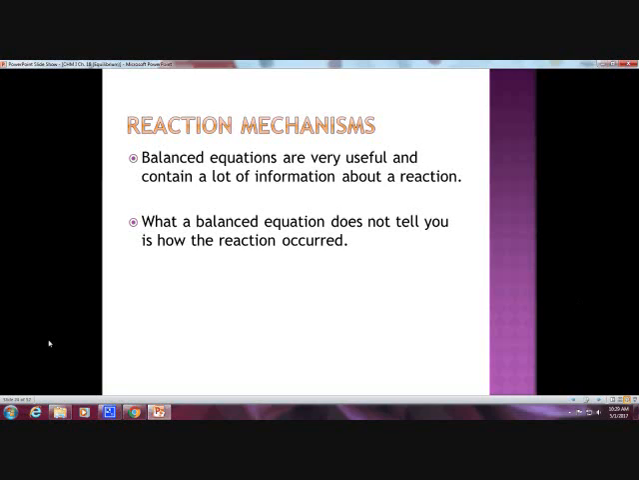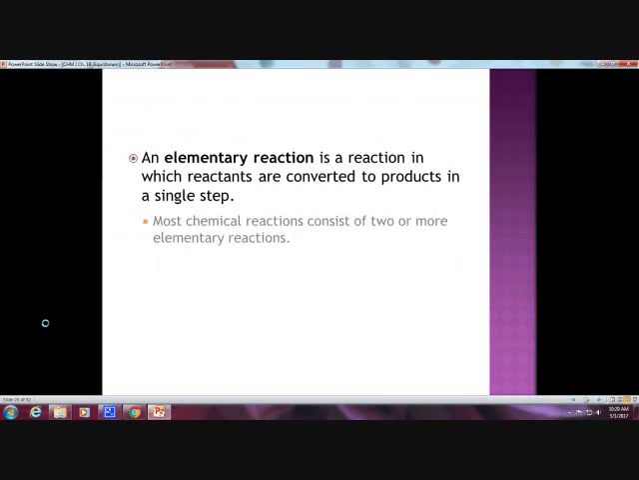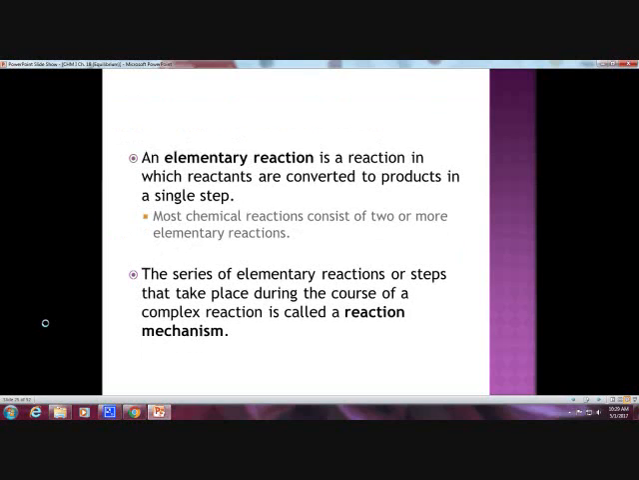So this is going to look a little bit like Hess's law from last chapter, but we're not actually doing that this time, okay? An elementary reaction is a reaction in which the reactants are converted to products in a single step. Most of the time, this is what we see, okay? But an actual chemical reaction will have 2 or more of these elementary reactions to make up the overall reaction, okay?